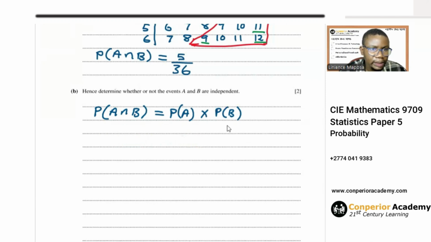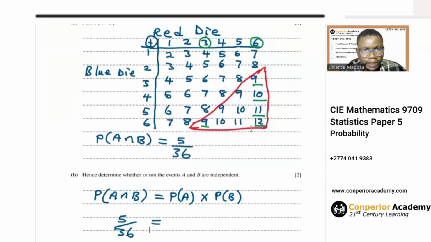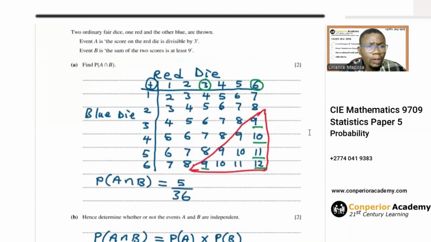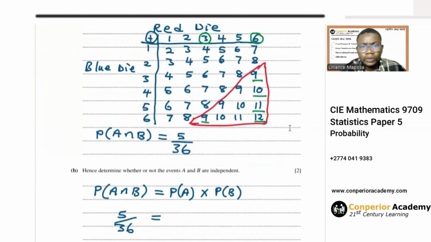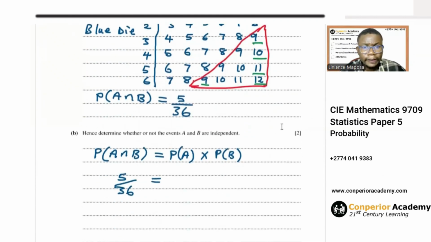I'll erase that. We have already found the probability of A intersection B, which is 5 over 36. So 5 over 36 must equal the probability of A times the probability of B. So what is the probability of A? A is that the score on the red die is divisible by 3. So that means the whole column corresponding to 3 and 6. So 1, 2, 3, 4, 5, 6 plus 6, that would be 12. So there are 12 situations when the score from the red die is divisible by 3.